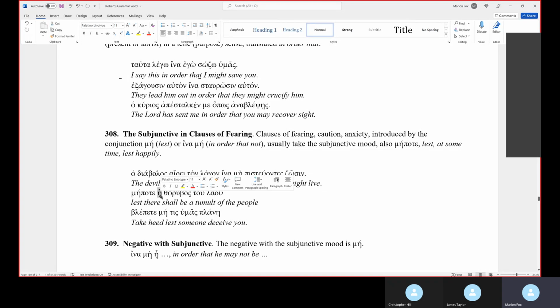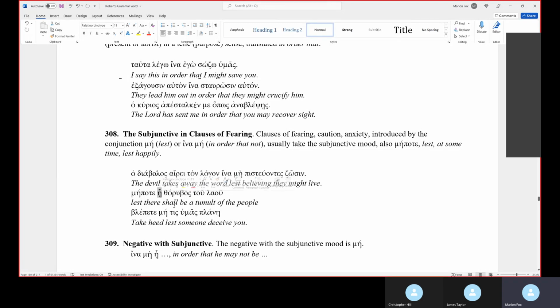So this is your subjunctive mood verb. It's a being verb, from eimi, third person singular present subjunctive. "Lest it should be," referring to the tumult. Now, remember, eimi, being verbs, and ginomai as well, and one or two others.